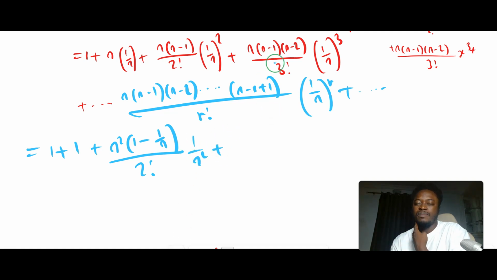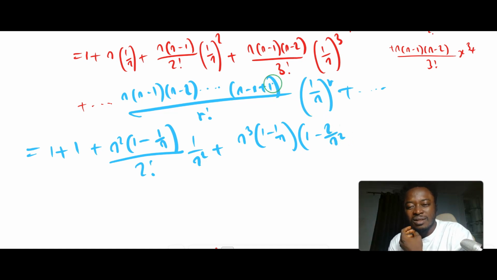Then at this part, you can factor out n cubed. You have 1 minus 1 over n in the first bracket, and in the second bracket, you have 1 minus 2 over n, over n cubed.